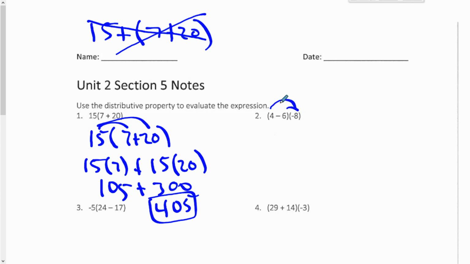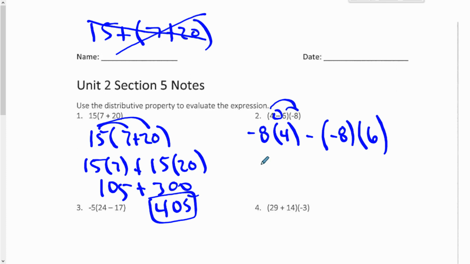So we're going to distribute -8 to both of those. So I'll have -8 times 4. We have a subtraction sign from inside the parentheses, a minus, and then -8 times 6. So we're distributing the negative to both of those numbers. -8 times 4 is -32, minus -8 times 6 is -48. If you notice, I'm subtracting a negative, which means I'm really adding a positive. So I have -32 plus 48, which is positive 16.